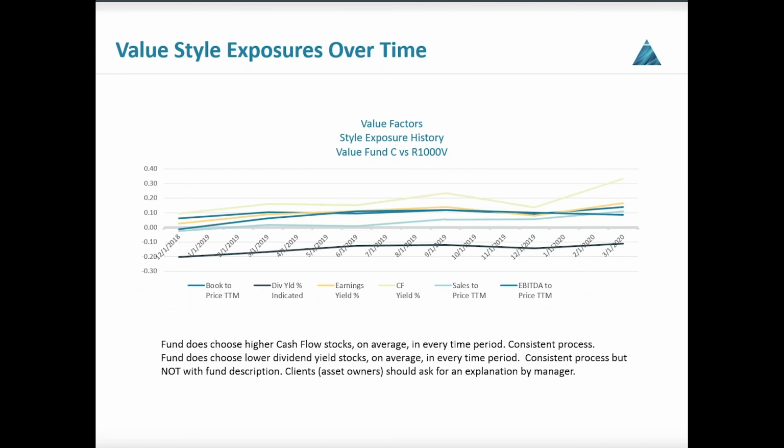So if we look at the value factors, you can see here that they're all very consistent. The manager's process pretty much chooses the same type of stocks each quarter end. And you can see that most of the value factors are indeed positive exposure, except for dividend yield. That's that black line at the bottom, always below zero. And the point here is that the manager may say they look at dividends, but the question now is, why do they choose stocks with lower dividends than the benchmark?